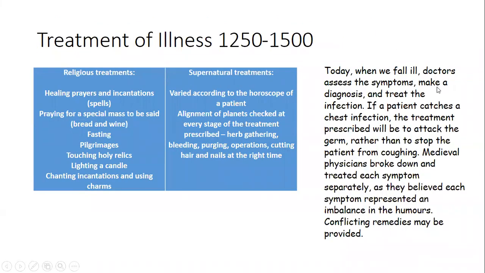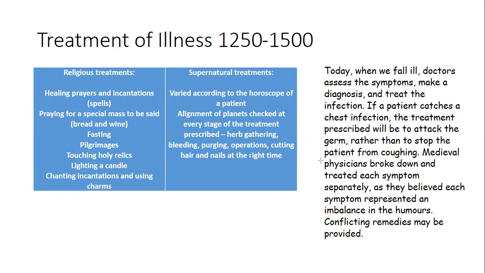Right, so the next thing we must look at is treatment of illness. Now, again, a lot of the treatment of illness links to the cause, similar to the prevention. There's a lot of similarities in why people treat themselves or prevent illness in certain ways. Now, to put it into context, when we get ill today, doctors will look at the symptoms, make a diagnosis, and treat the patient. If a patient catches a chest infection, the treatment prescribed will be to attack the germ.